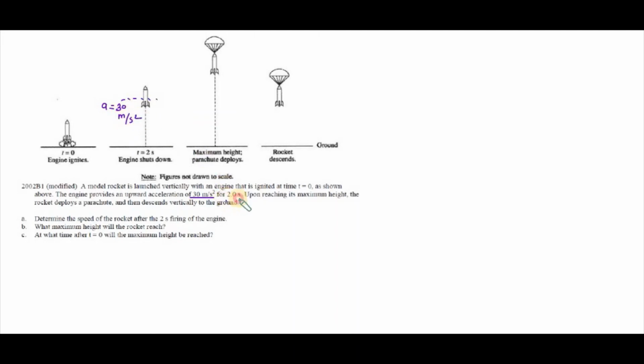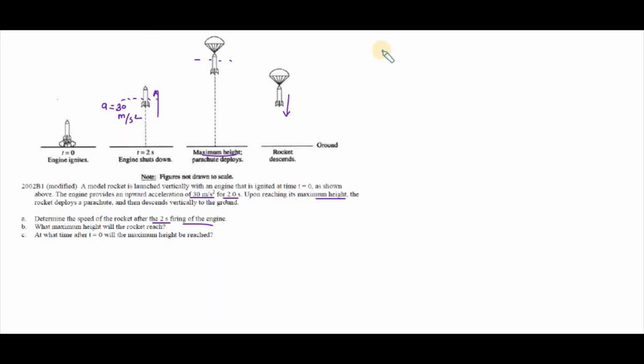After that, upon reaching the maximum height, the rocket deploys a parachute and then descends vertically to the ground. So again from here, vertically to the ground, at this point it is going up. Now what we have to determine is the speed of the rocket after 2 seconds of firing the engine.